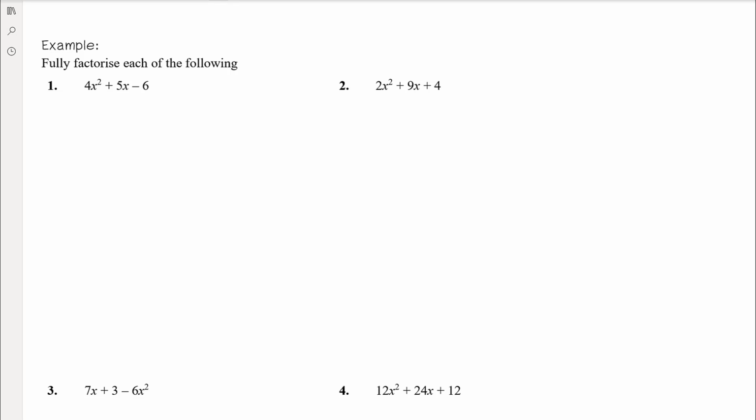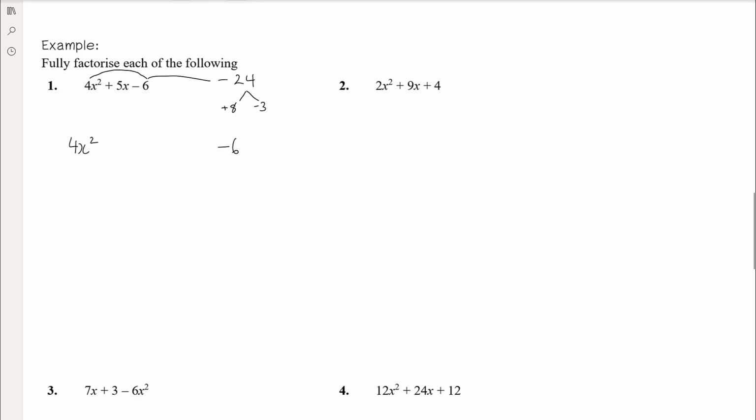There's no common factors here. It's a non-monic quadratic, and so we need to use this process. So we're going to do 4 times negative 6, which gives us negative 24. Then we're looking for factors of negative 24 that add up to positive 5. So I'm thinking about 8 and 3. I'm going to need it to be positive 8 and negative 3 to get it to add up to positive 5.